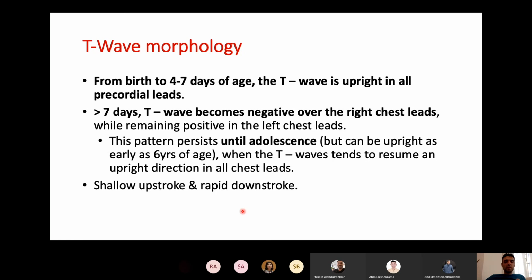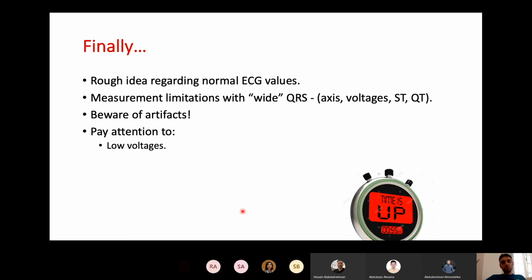Okay, so finally, you need to know roughly what the normal ECG values are in general. This is not for exam purposes, it's just in general. You need to know roughly the definition of a P wave being wide or tall. What are the PR intervals in general? Rough idea. What are the QRS intervals in general? Rough idea, so that we know whether we are talking about abnormal or normal.